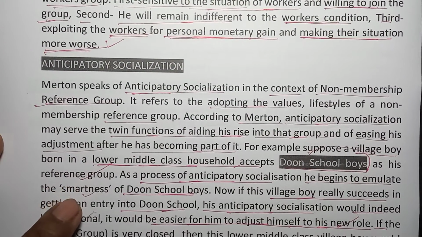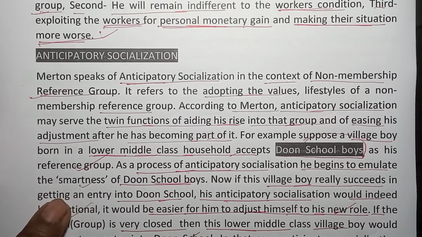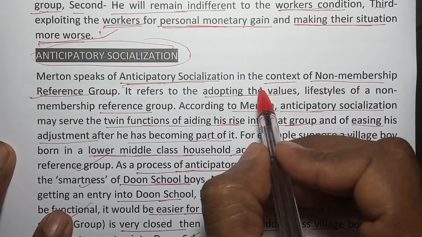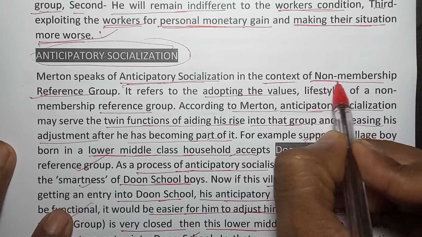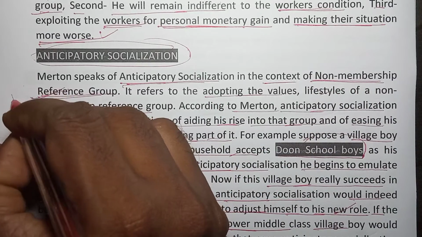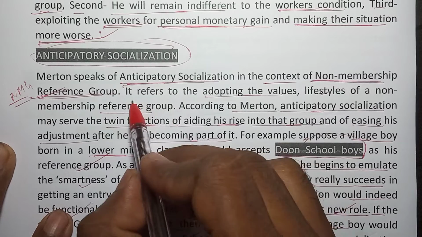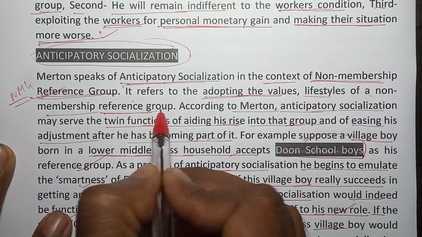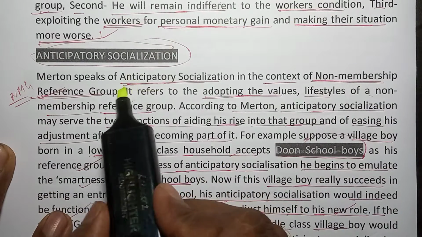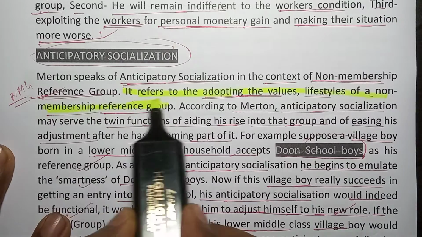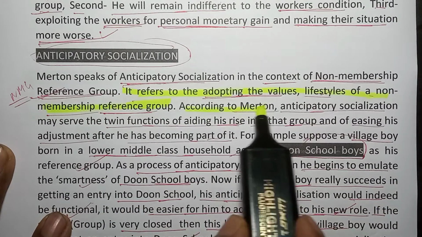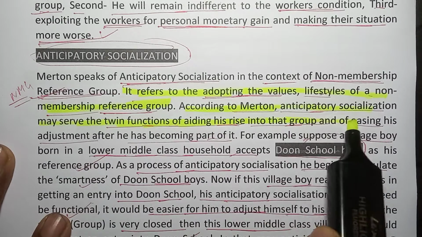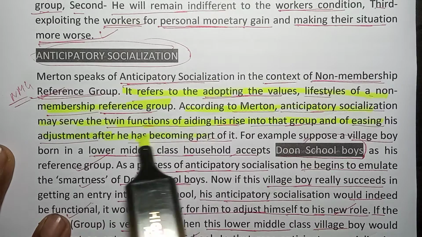Now comes the anticipatory socialization. You have to remember this term. Merton speaks of anticipatory socialization in the context of the non-membership reference group. It refers to adopting the values and lifestyle of a non-membership reference group. According to Merton, anticipatory socialization may serve the twin function of aiding his rise into that group and of easing his adjustment after he has become part of it.